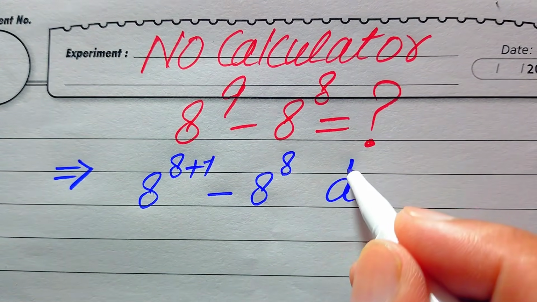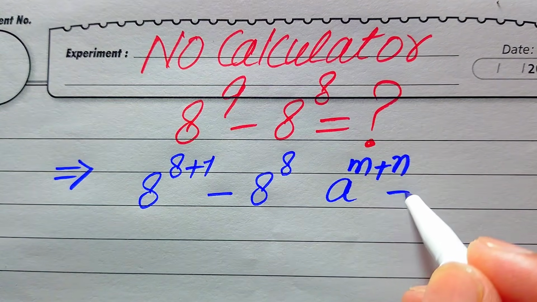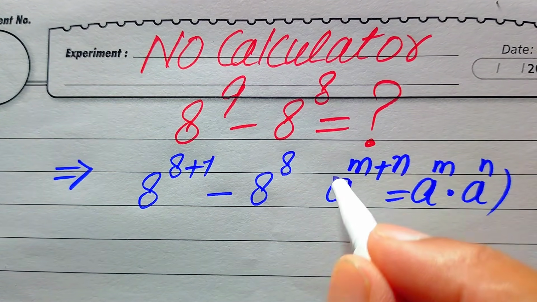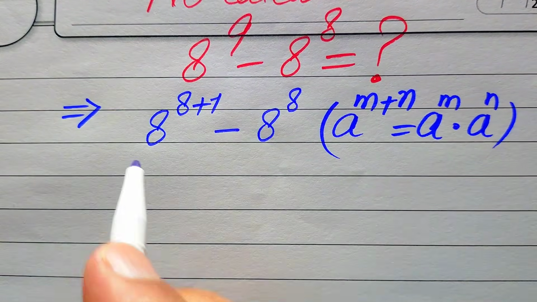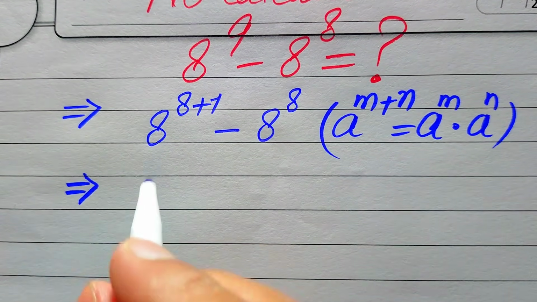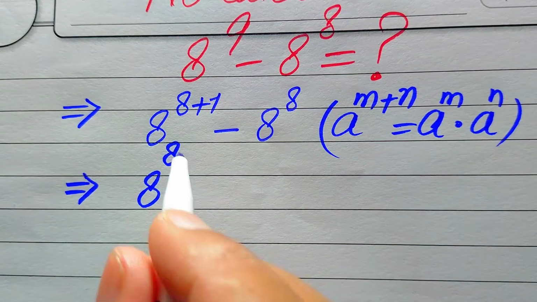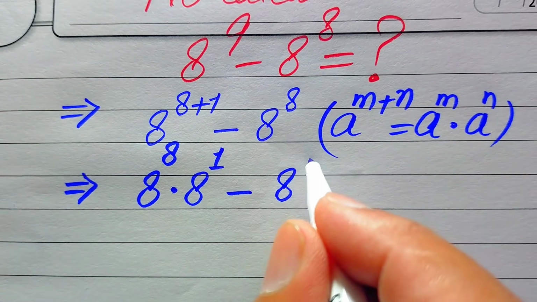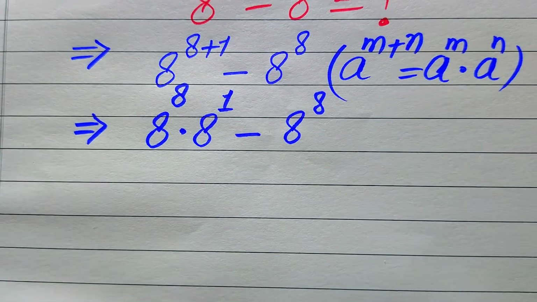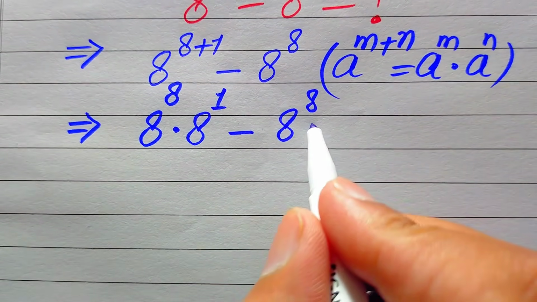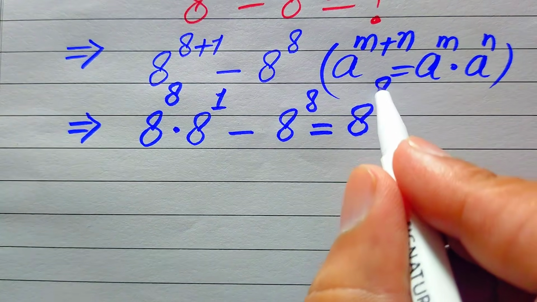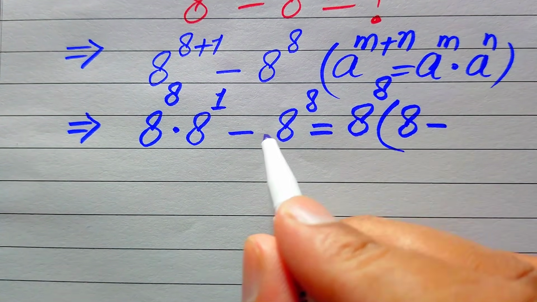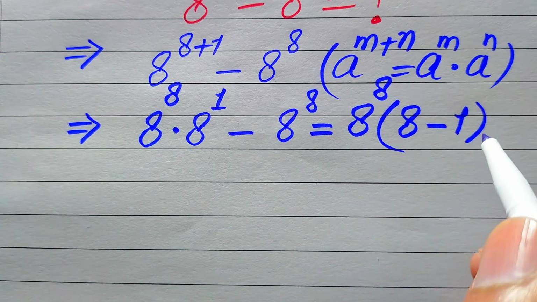You know that a to the power of m plus n equals a to the power of m times a to the power of n. According to this rule of exponent, we break the exponent of this term, and it becomes 8 to the power of 8 times 8 to the power of 1, minus 8 to the power of 8. In the next step, you see both of these terms involve 8 to the power of 8, and the remaining values are 8 from here, minus 1 from here.